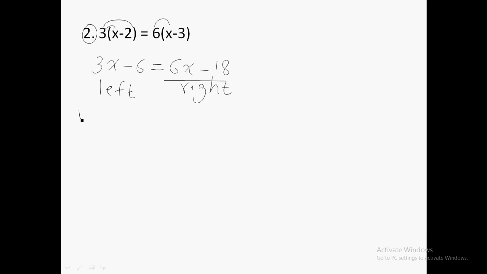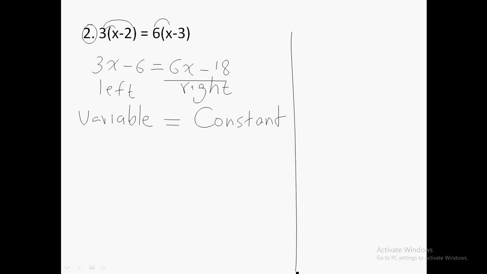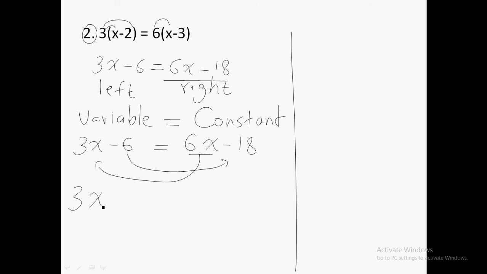On the left side we need only the variable, and on the right side we need only the constant, right? Variable and the constant. So this is 3x minus 6 is equal to 6x minus 18. Here we have to remove this 6, and we have to remove here 6x. 3x will be here, and then minus 6x.